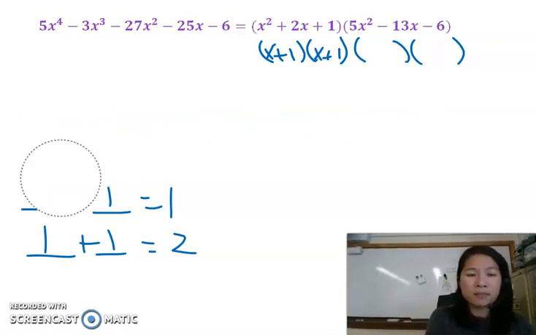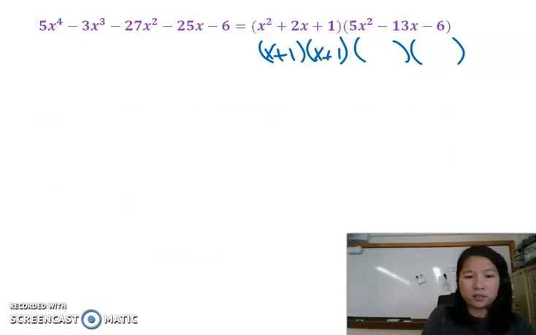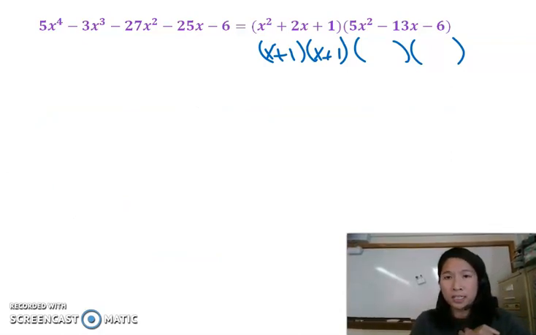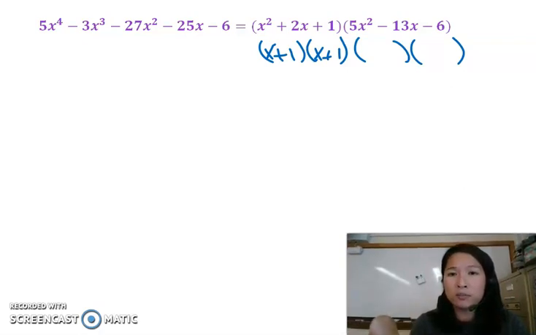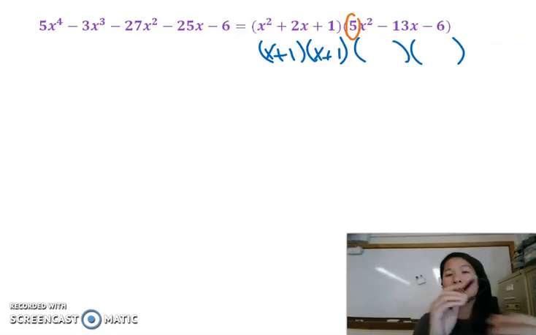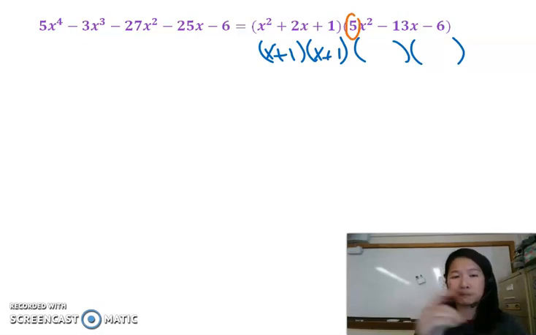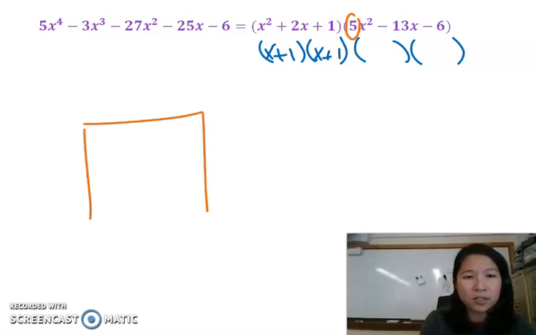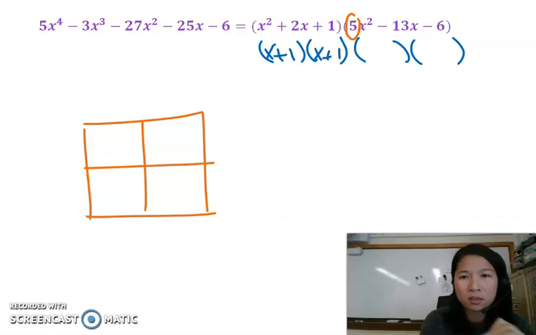So let me use my magic eraser. This one is a little bit tricky. The leading term has a coefficient that is not equal to 1. So we need to use the expansion box to do this. Okay, let's use the expansion box.